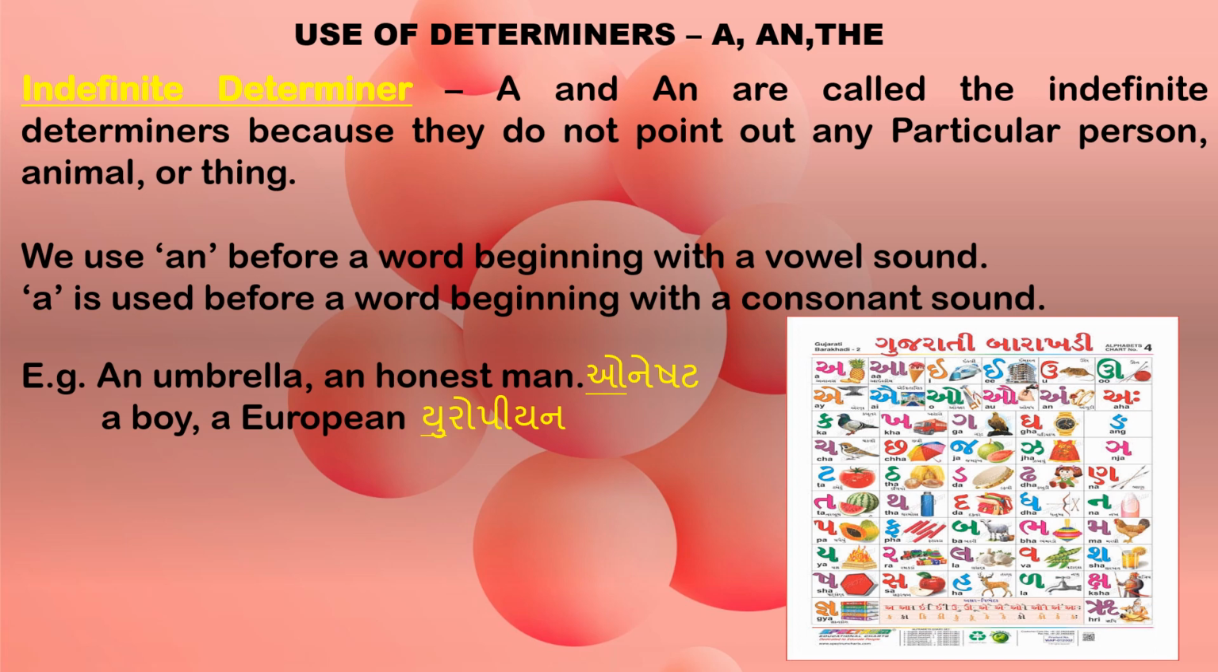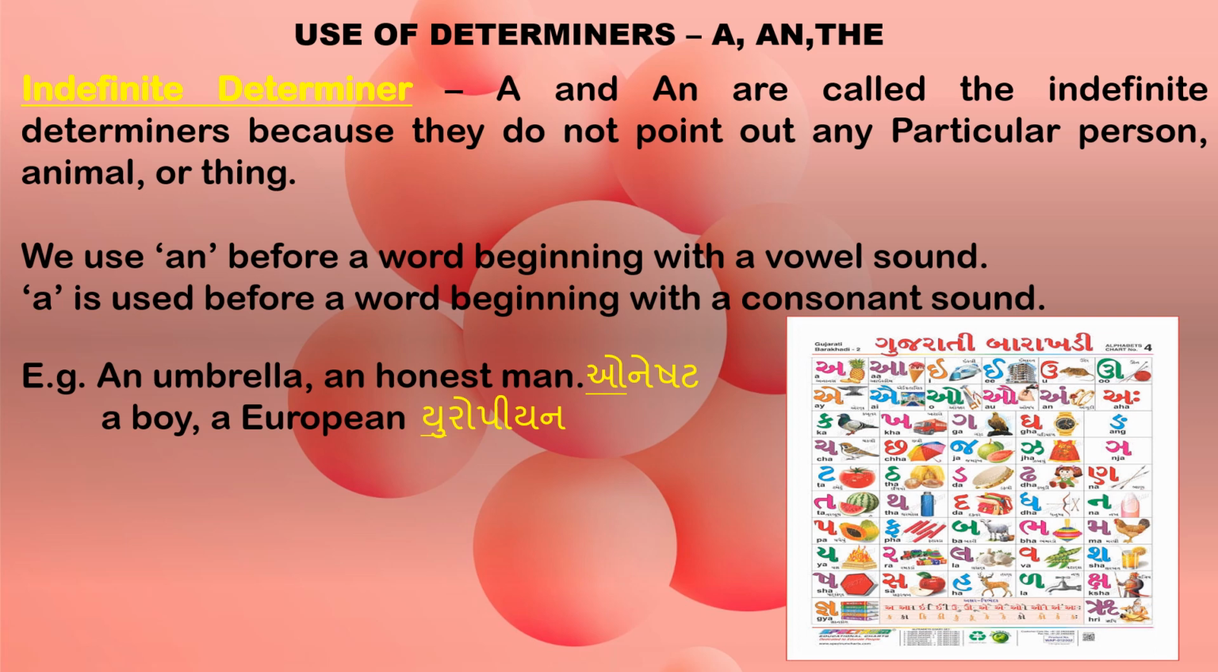Now, here I have given you the Gujarati Barakhadi, children. This is just to make things clear. I have written that an is used before a vowel, but many a time it happens that an comes before a consonant also. Why does an come before a consonant, and why does a sometimes come before a vowel?